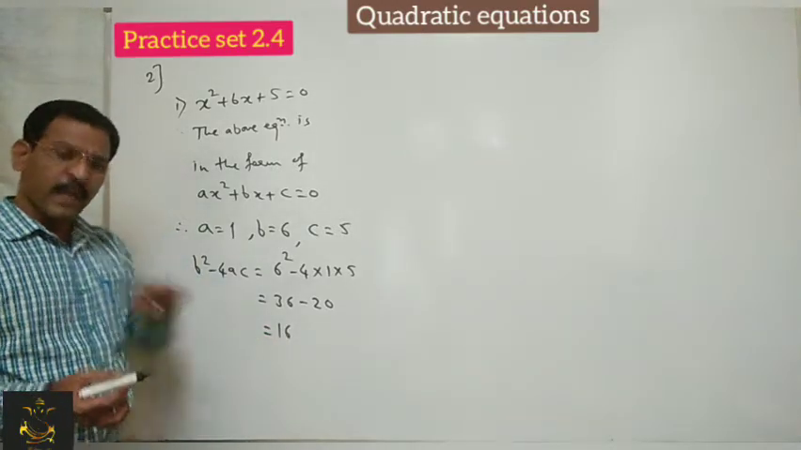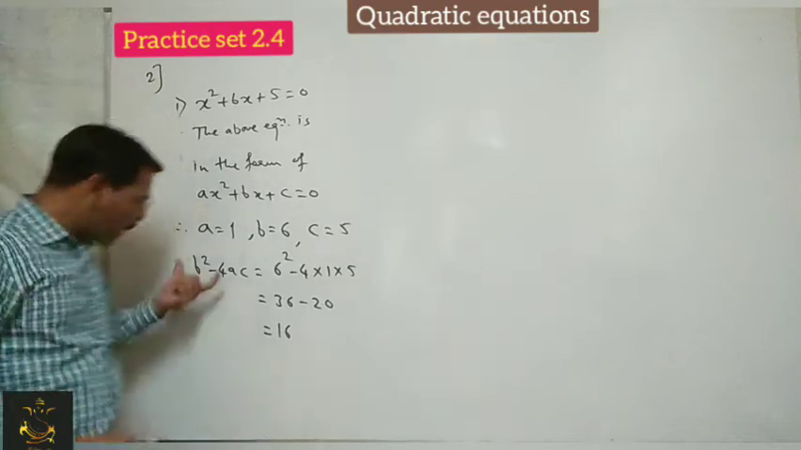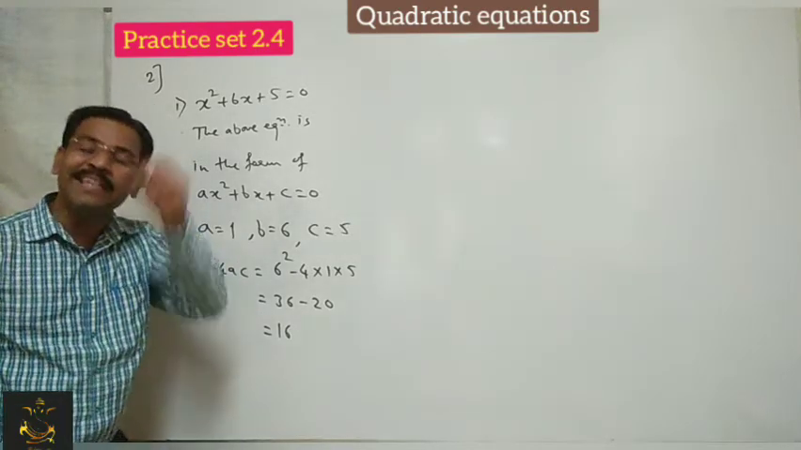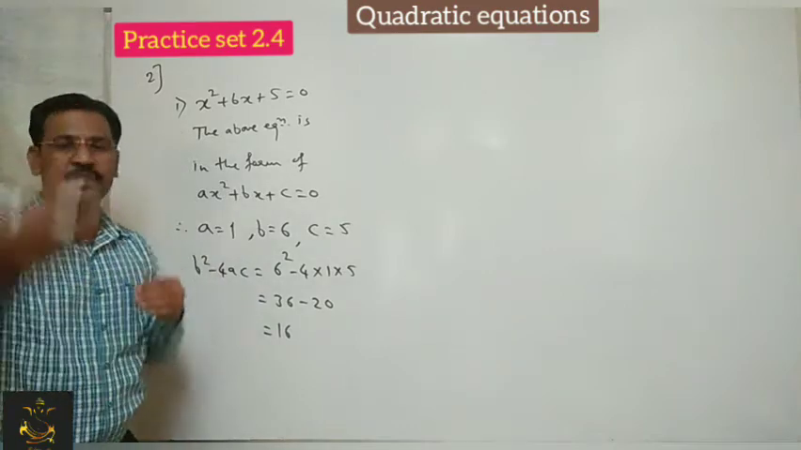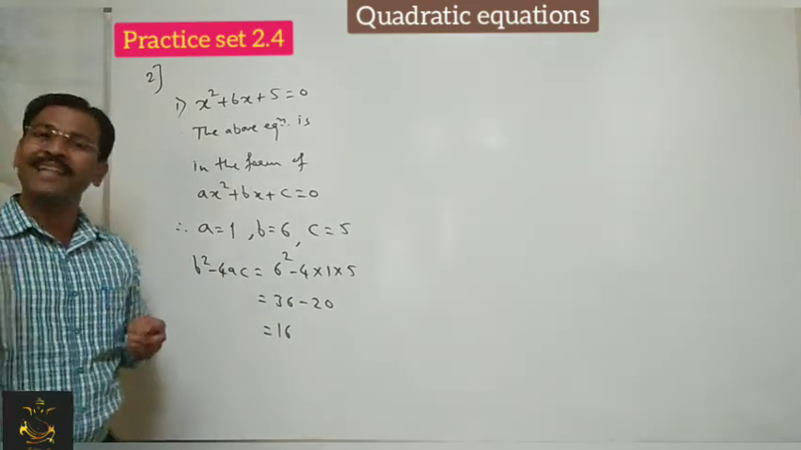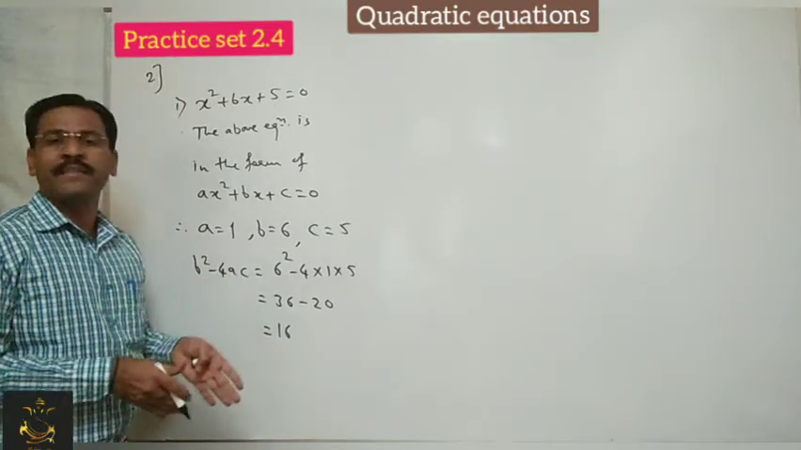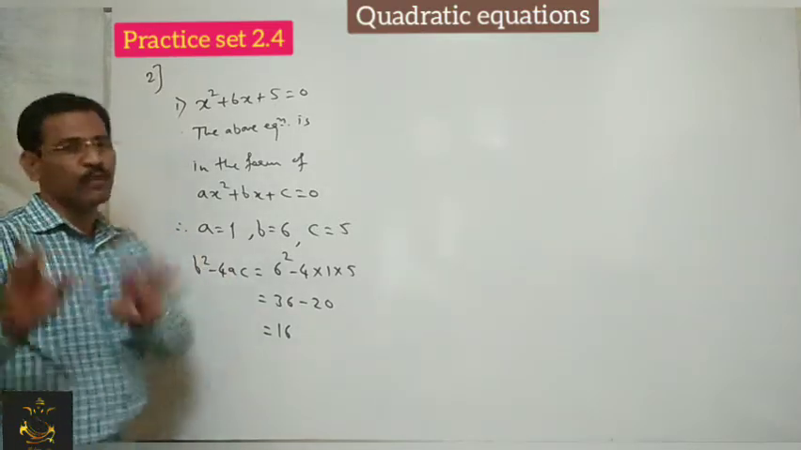In the further part, we are going to call this b square minus 4ac delta also, but that one afterwards. After this exercise, I will tell you that delta is a Greek letter. But now in this exercise, we will use this b square minus 4ac only.